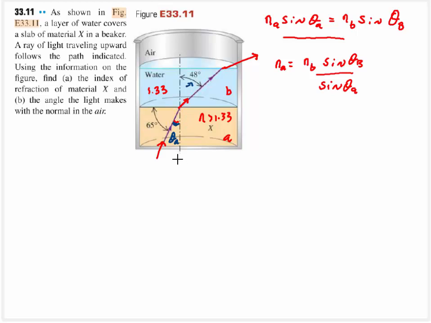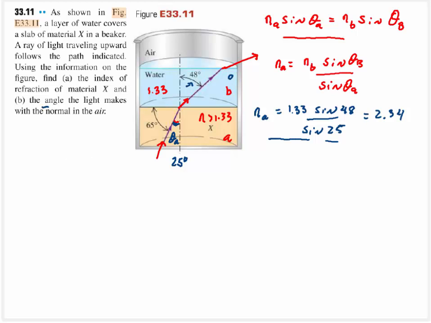We do 65 minus 90 and we come up with theta a to be equal to 25 degrees. So the index of refraction is simply going to be the index of refraction of water, 1.33, sine of 48 divided by sine of 25. We're going to get the index of refraction of this guy to be 2.34, so that's kind of part A right here. Now we're looking for the angle that light makes with air.